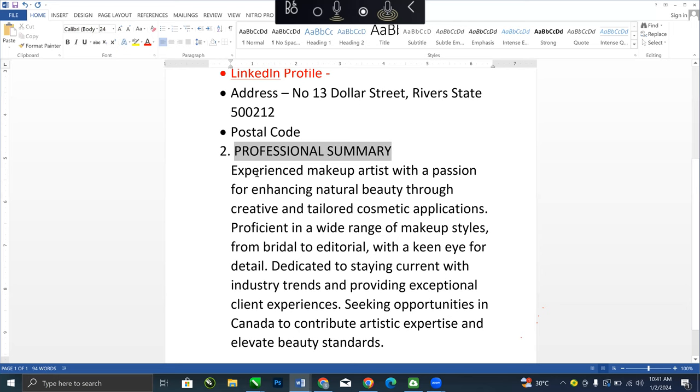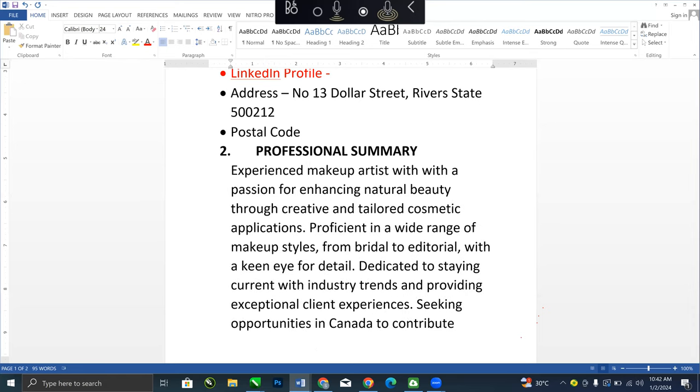Edit it and make it your own. Sometimes you can say experienced makeup artist. Now, I forgot to mention, remember I said the 6 seconds rule? There are things that the HR needs to see in 6 seconds to attract them. So you add what we call functions, you add numbers to your professional summary. So you can now say experienced makeup artist with over 5 years. 5 is metrics, numbers, functions.